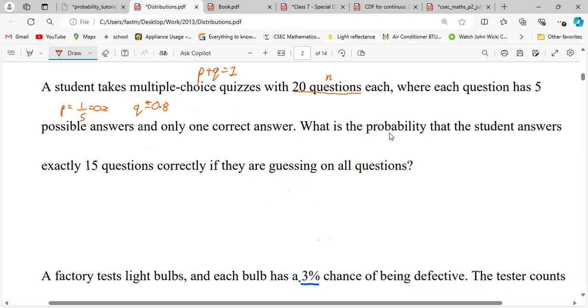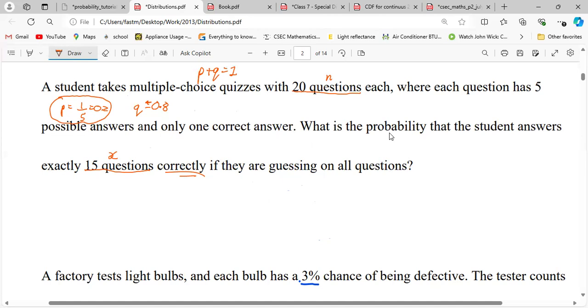But anyway, we have p. Our success is getting the question correct, so that is 0.2. What is the probability that the student answers 15, so this here is X, correctly if they are guessing on all questions? Okay, no problem. They want to know the probability of 15 out of 20, binomial straight up. They didn't give anything else in the question to suggest a different distribution.